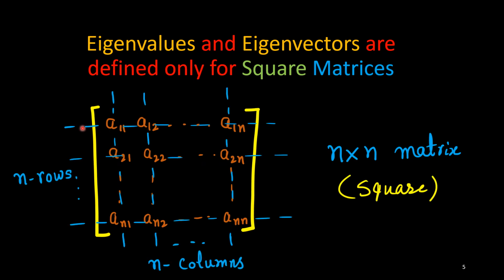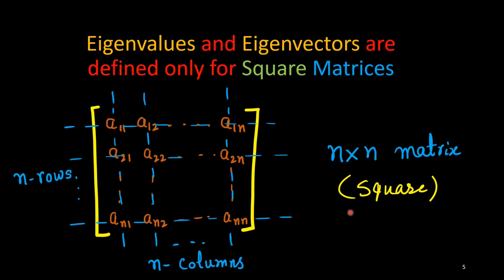Here we are having n rows. These are the rows, n rows, and we are having n columns. And each row, you see, in the first row, A11, A12 up to A1n. So there are n such elements. Similarly, in the second row, n elements, and the last row also n elements. In the same way, in each column there are n elements. So we'll call it an n cross n matrix.